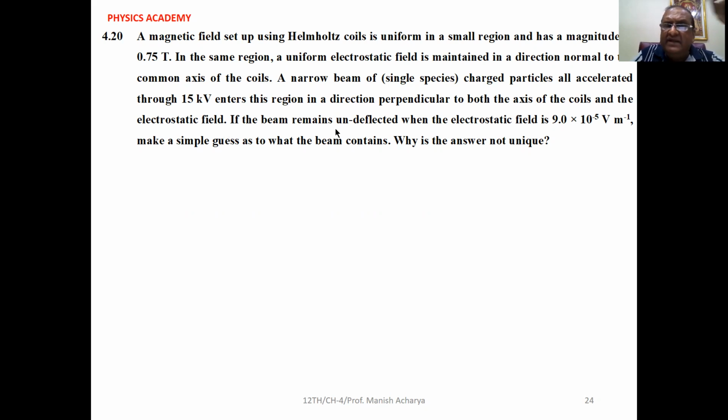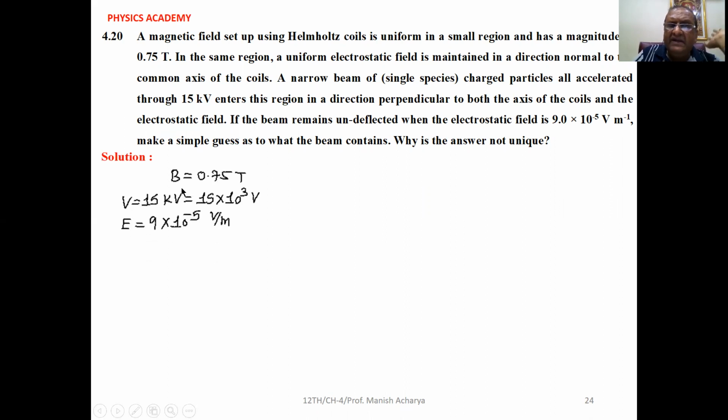If the beam remains undeflected, when the electrostatic field is 9 into 10 raised to minus 5 volt per meter, then make a simple guess as to what the beam contains. Why is the answer not unique?